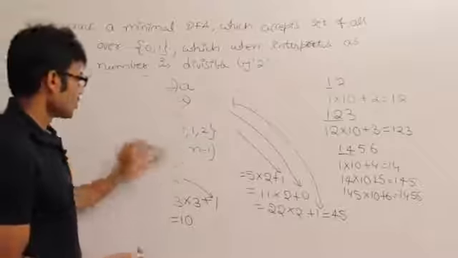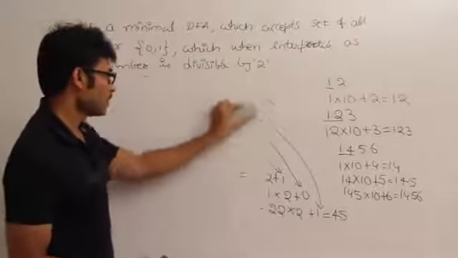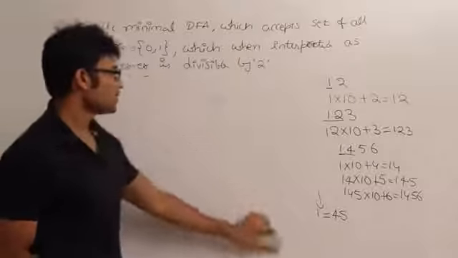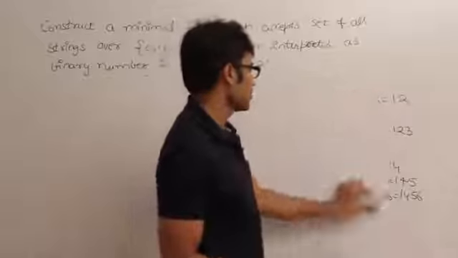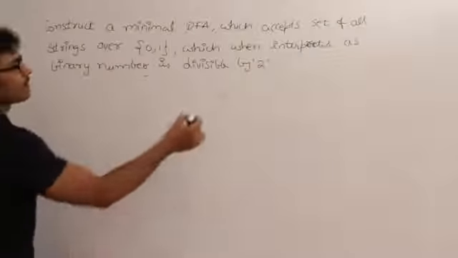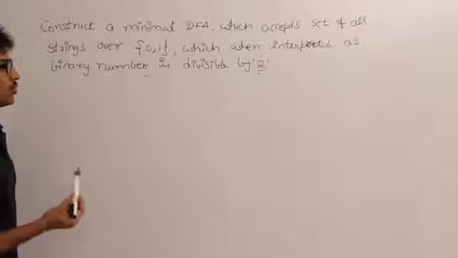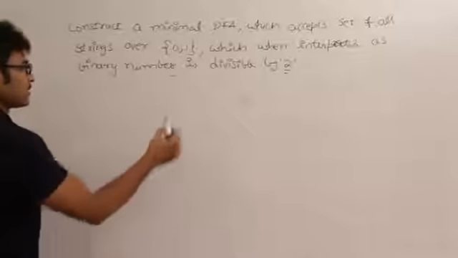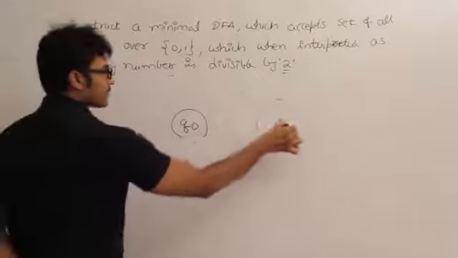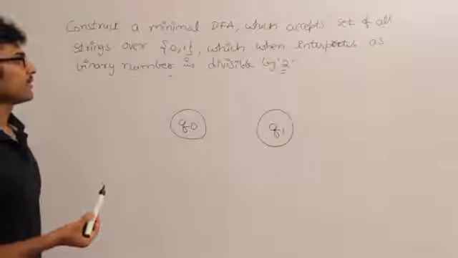Now let us get back to the problem. The number system is binary. Why? The digits used are 0 and 1, and now they want us to accept all the numbers which are divisible by 2. So first thing is, when I divide any number by 2, how many remainders do I get? One remainder is 0 and the other remainder is 1. So I get 2 remainders if I divide any number by 2.